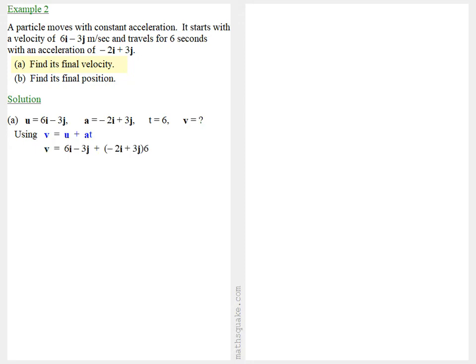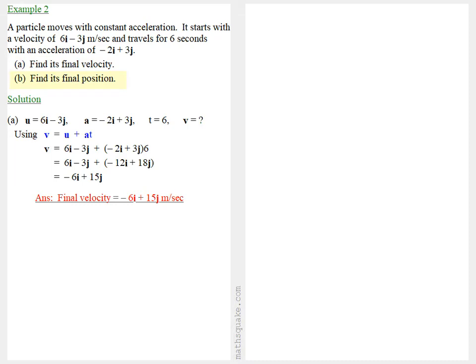Then v is equal to 6i minus 3j plus (minus 2i plus 3j) all times 6, which is equal to 6i minus 3j plus, in brackets, minus 12i plus 18j. And that simplifies down to minus 6i plus 15j. So our final velocity is minus 6i plus 15j meters per second.